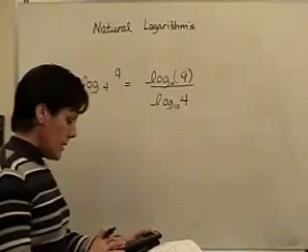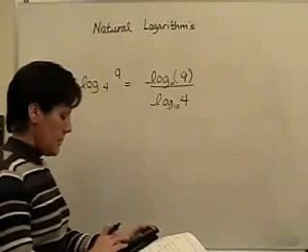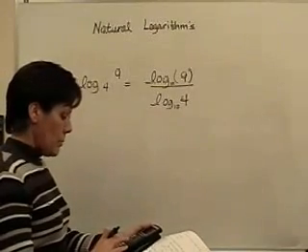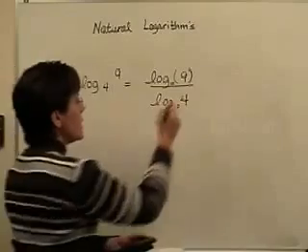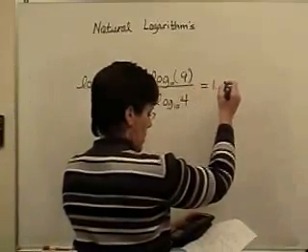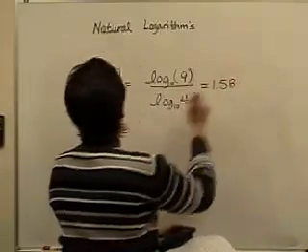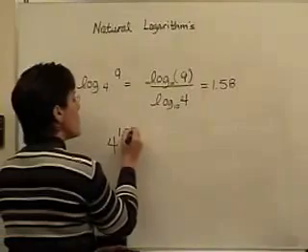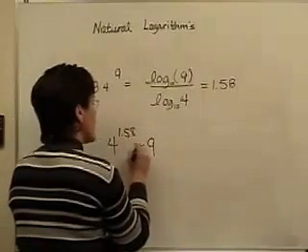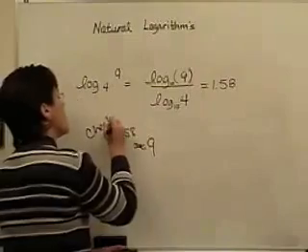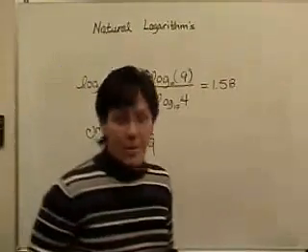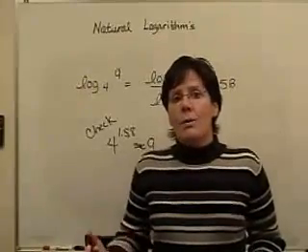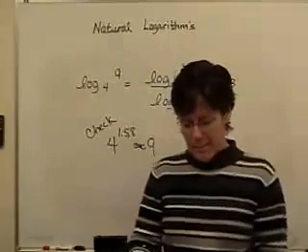I'm going to hit the log key, and I'm going to type in a 9, close parentheses, divided by, hit the log key, it'll open, put the 4 in, close parentheses, and I get an answer of 1.58. That means I want to take the number 4 and raise it to the 1.58 power to get approximately a 9. This is my check. I want to see if that works out. The change of base formula is awesome because now I don't have to just work with logarithms with base 10 and base e. I can work with logarithms of any base.